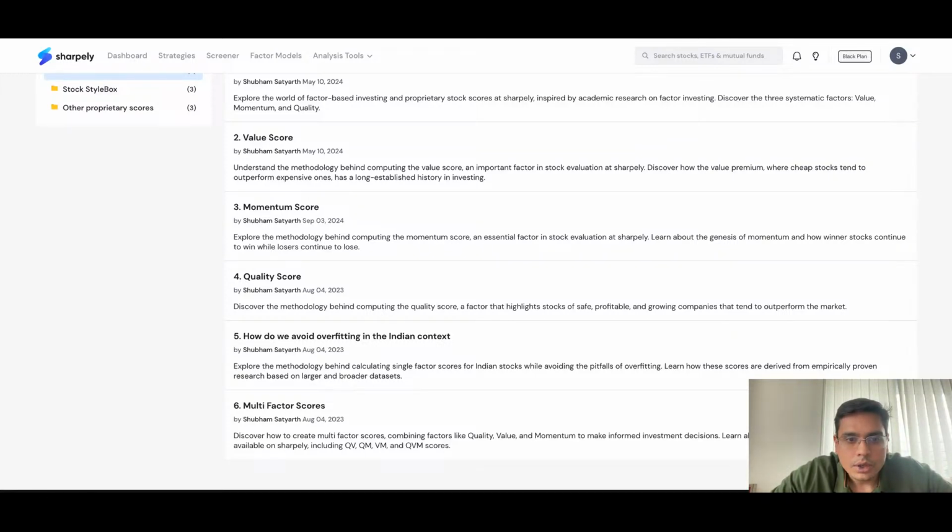There is a question on the heat map not being available on mobile. I think it is. It's available both on the app as well as on Chrome or whatever browser you are using on mobile. If you still don't find it, write to us at support@sharply.in, and we'll check why it is not showing up on your specific device. We'll provide the mail ID in the description below.